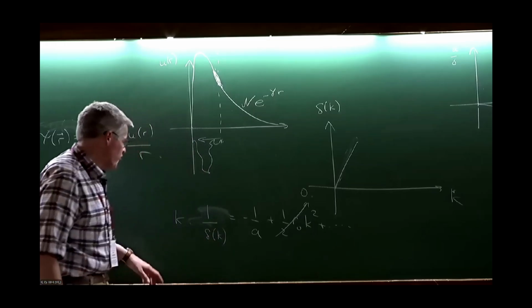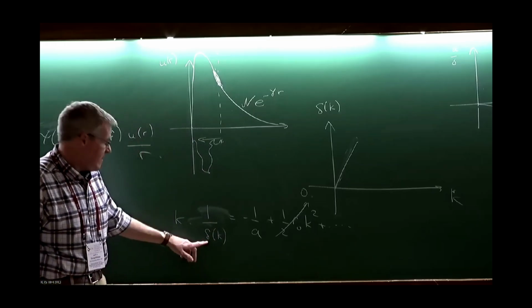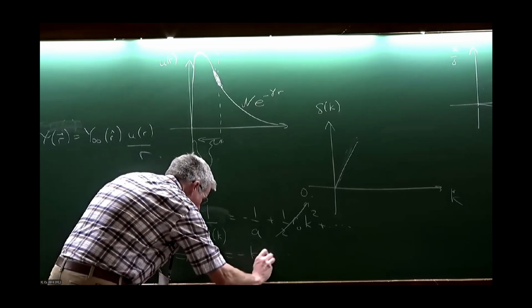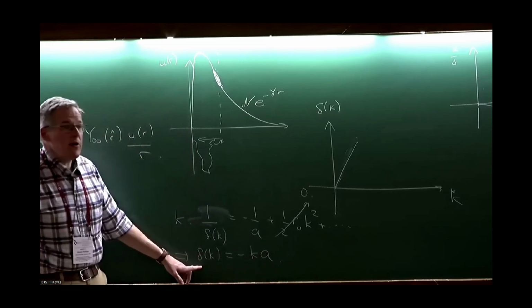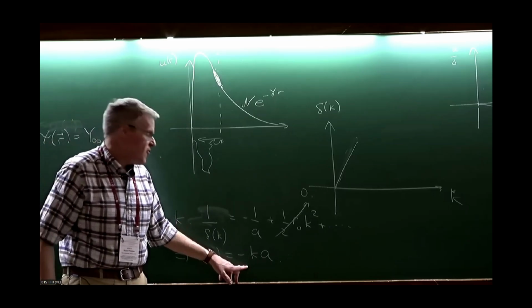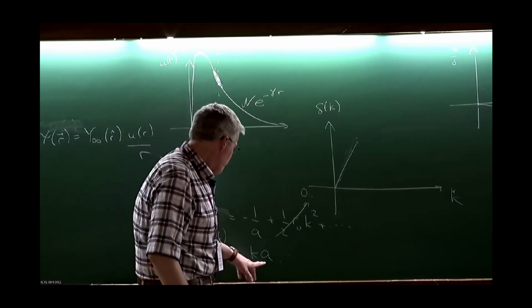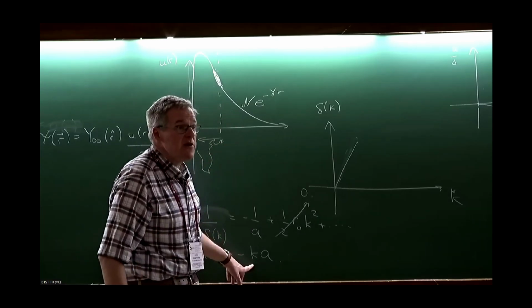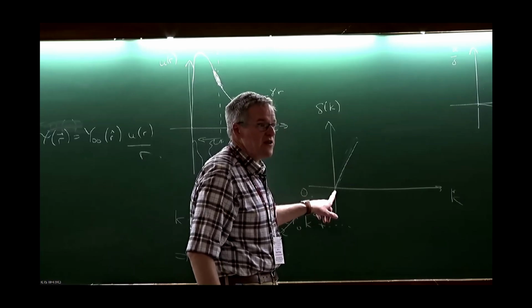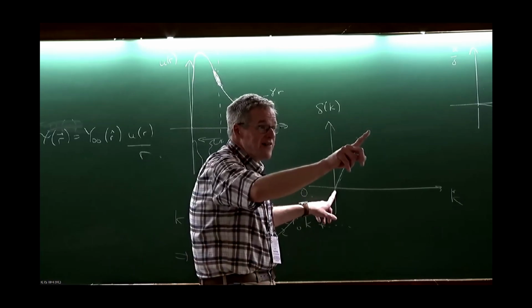So for small delta, at very low k, delta of k will go like minus ka. So for an attractive potential, a is negative. For an attractive potential, the phase shift looks like this at low energies. So that's what you were asking about, yes.